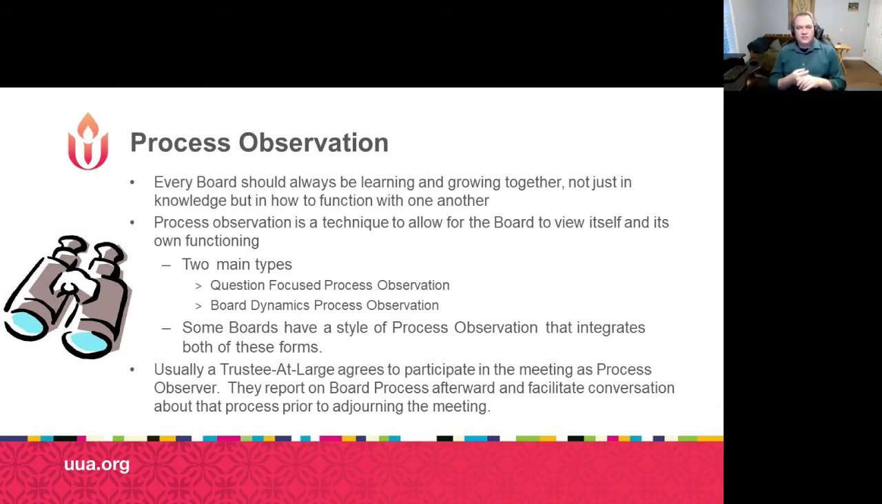It's usually a trustee at large, not an officer, who will agree to participate in the meeting as a process observer. In some congregations, this is a responsibility that rotates between the trustees at large. I will say, however, there are some congregations that have asked someone to come in and be present in the board meetings, not participating, but solely as a process observer, to then reflect back to the board how the board was together.